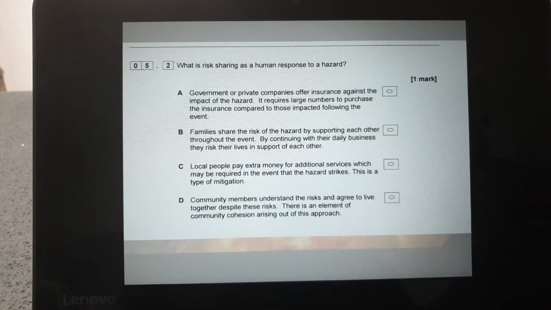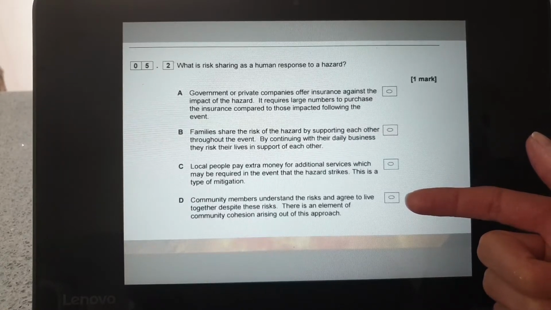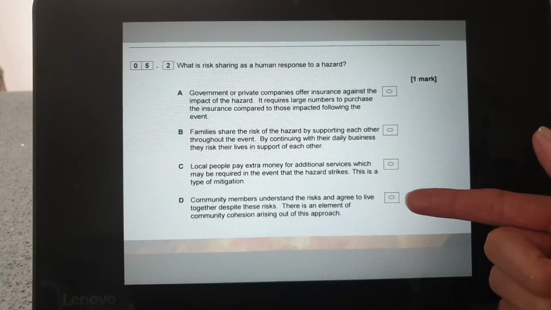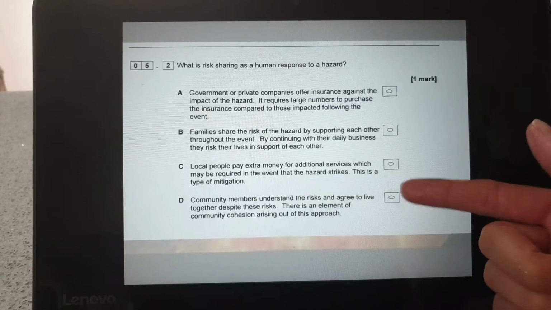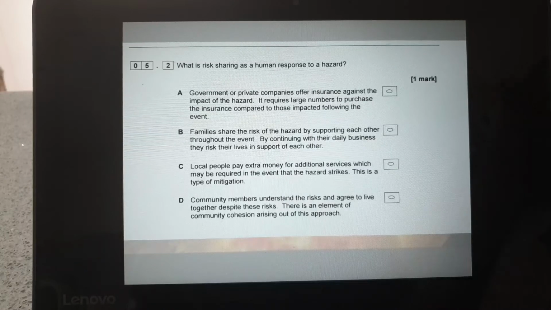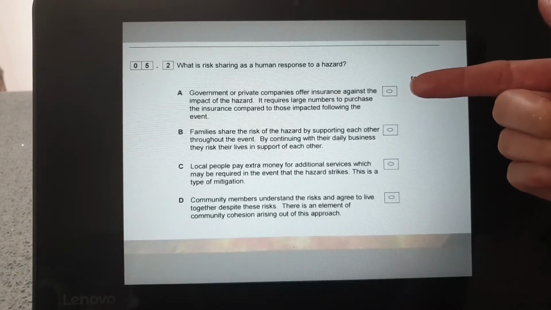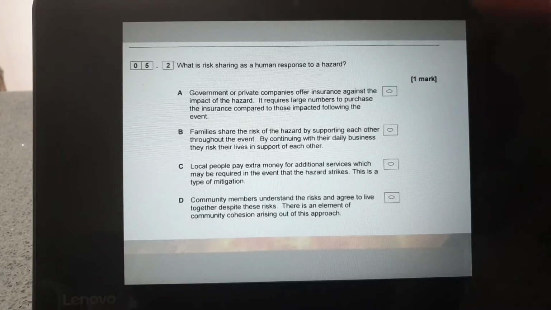Community members understand the risks and agree to live together despite these risks. An element of community cohesion arising out of this approach. Again, that's just an approach of saying we've done the cost benefit analysis and we're deciding to live here. You're not sharing the risk at all. You're just sharing living in that location, and all have similar ideas. So again, that's not at all risk sharing. The one you're looking for with risk sharing is you're taking out insurance, therefore sharing the financial risk that something might happen. That's it. Give yourself marks out of 6.